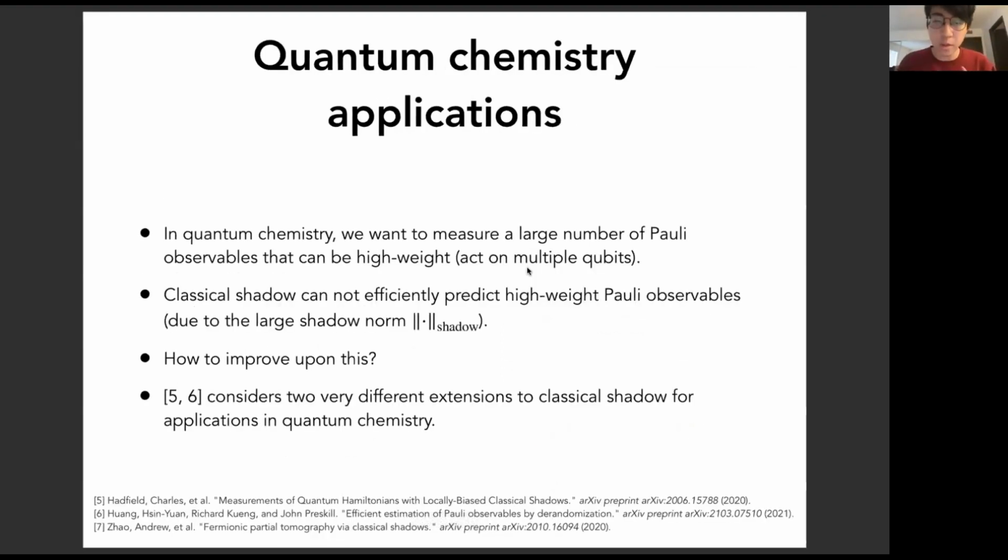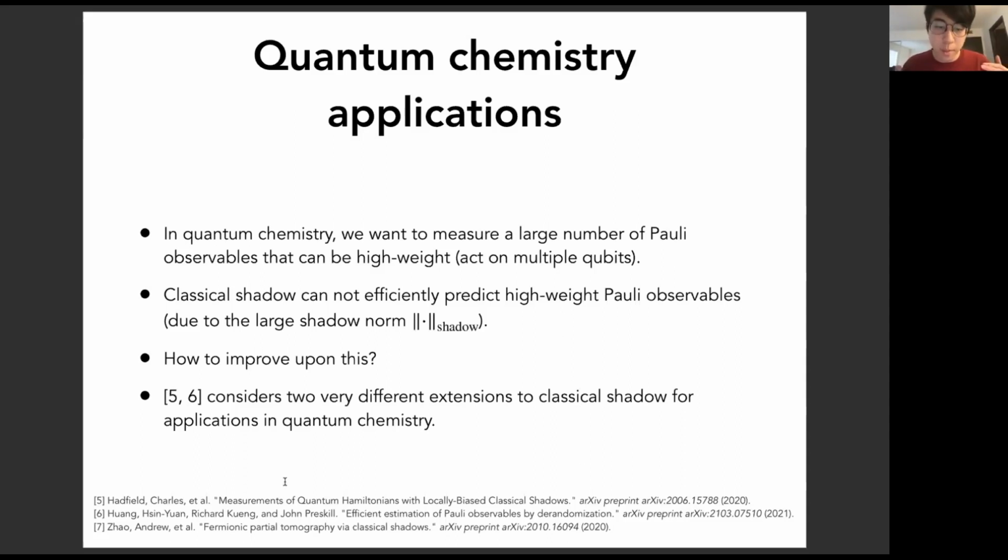And another important aspect is quantum chemistry, right? Like in the VQE session, we talked a lot about these quantum chemistry expectations. However, a key problem there is that usually in quantum chemistry, all these molecular Hamiltonians that we want to measure are very high weight. That is, they act on multiple qubits in your system. And using our original theory, classical shadow cannot efficiently predict high weight Pauli observables due to this large shadow norm that's defined in our theorem. So it's very crucial and important to understand how we can improve upon this.